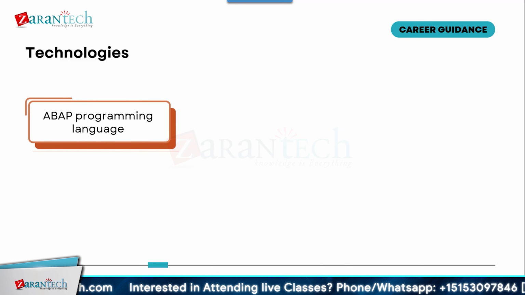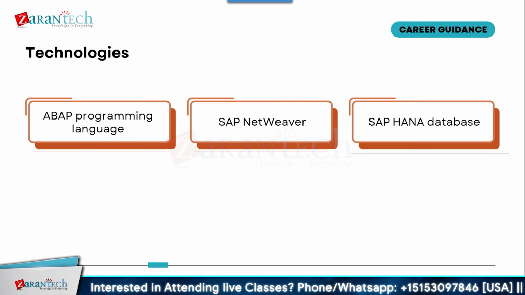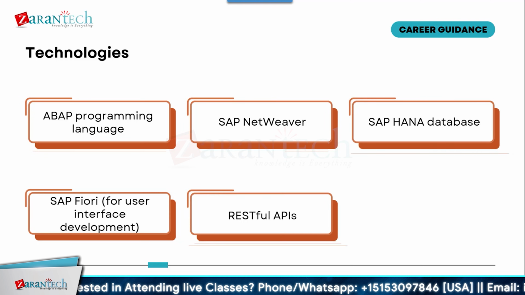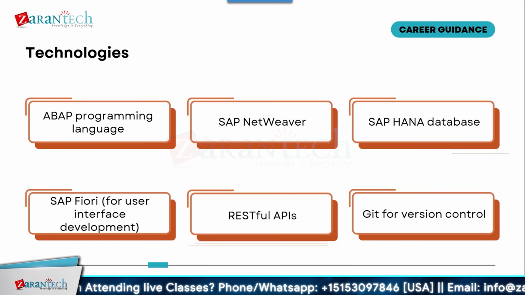So ABAP is the core language used to develop applications within SAP. For example, you might use ABAP to customize SAP reports or build custom workflows. Next, we have SAP NetWeaver, a technology platform that integrates SAP applications with different systems. So here you can think of it as the backbone of building and running SAP applications. It supports many different functions from process management to security.